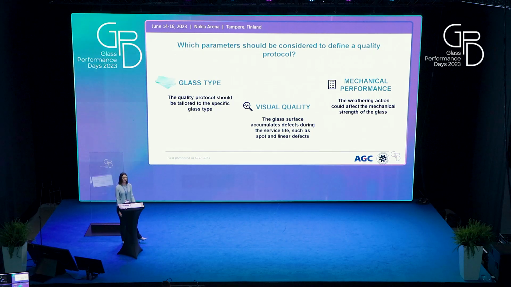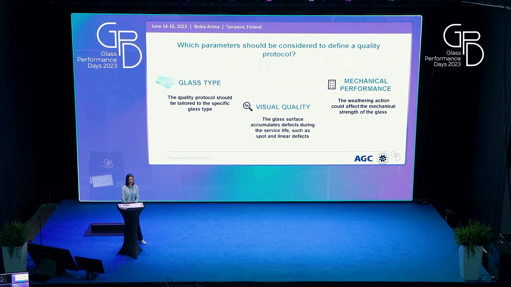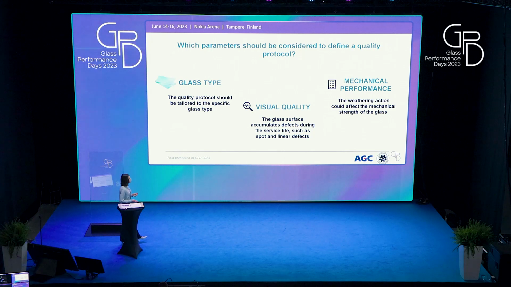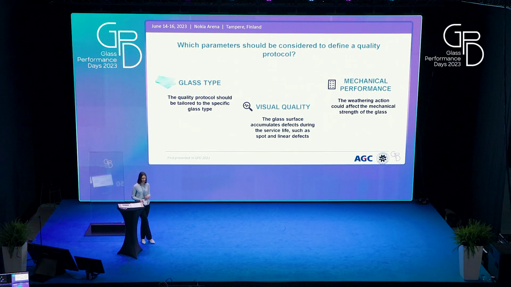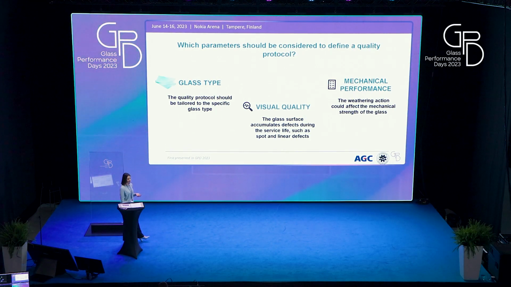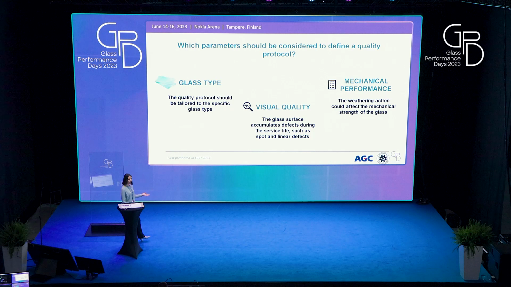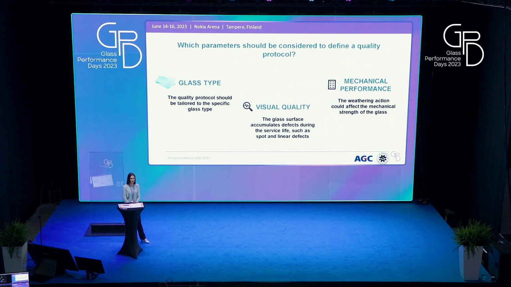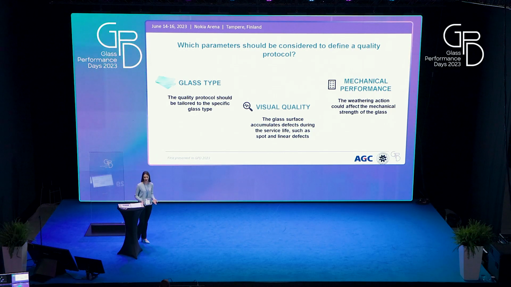I mentioned before the quality protocol. The quality protocol is the most crucial step in the glass panel reuse process, and a lot of parameters are involved in it. The first parameter to consider is the glass type, because depending on the glass type, the other quality parameters could change. In our research, we focused only on annealed clear glass. For this type of glass, the other parameters that we considered are the visual quality and the mechanical performance. The visual quality took into account all the defects accumulated on the glass surface. Instead, the mechanical performance took into account the strength of the glass.